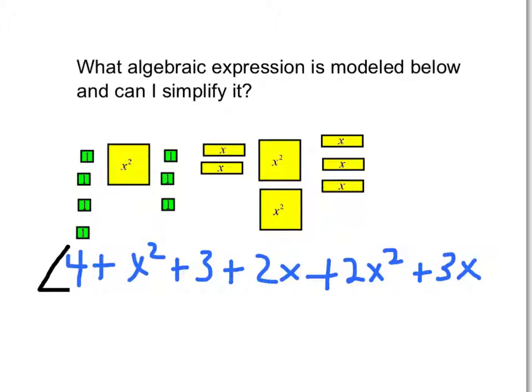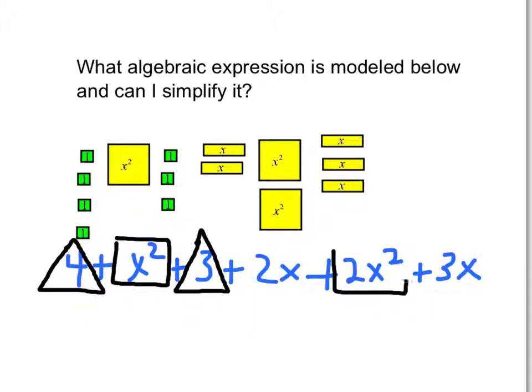Anything that goes with this 4 are standalone numbers. We also call those constants. I'm going to put a triangle around them. So the 4 and the 3 are the 2 standalone numbers in this expression. I'll be able to put those together with addition. I'm going to put rectangles around anything that has an x squared in it. So an x squared without a number in front is just 1x squared, and I'm going to put ovals around anything with just an x without the x squared, without the 2 as the exponent.